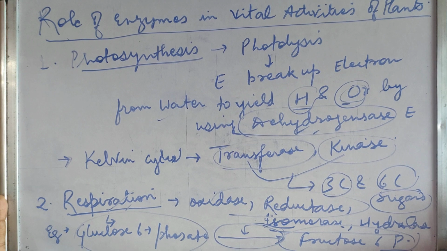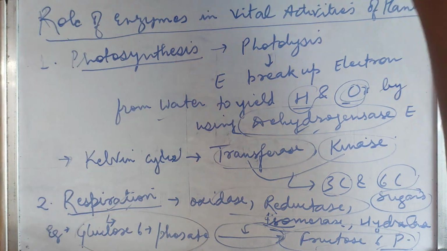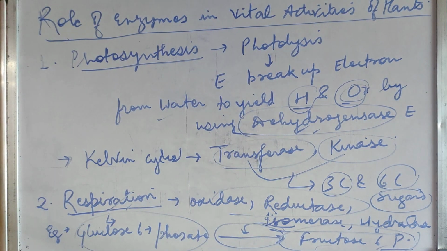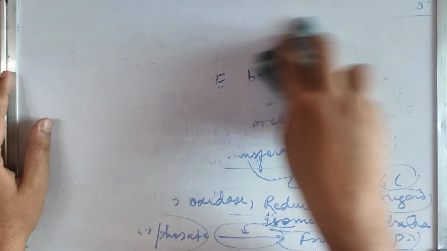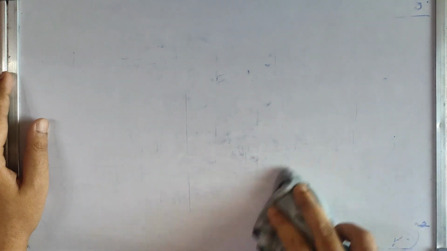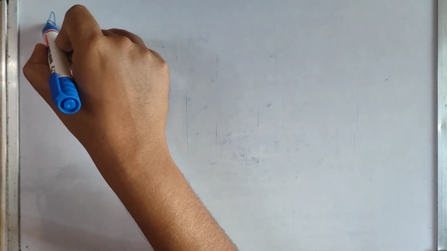I hope this is visible. This is fructose 6 phosphate. They have a great role in absorption of solutes from cells.